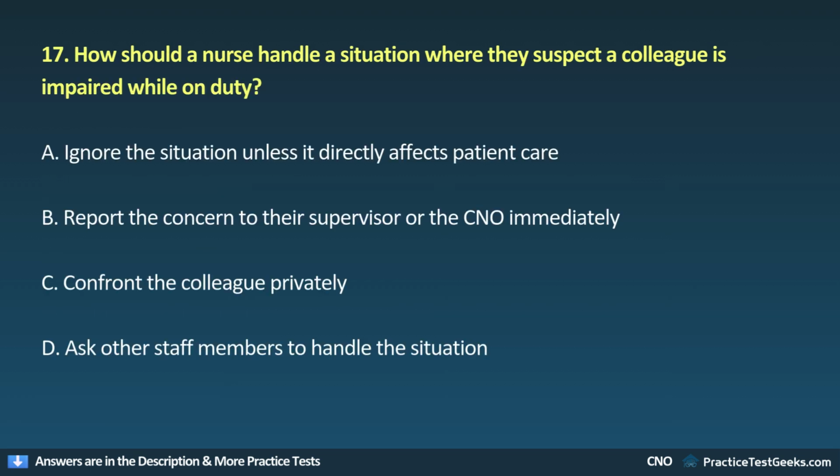17. How should a nurse handle a situation where they suspect a colleague is impaired while on duty? A. Ignore the situation unless it directly affects patient care. B. Report the concern to their supervisor or the CNO immediately. C. Confront the colleague privately. D. Ask other staff members to handle the situation.